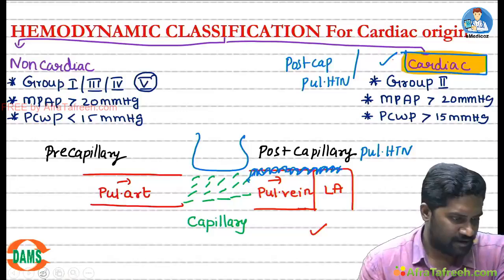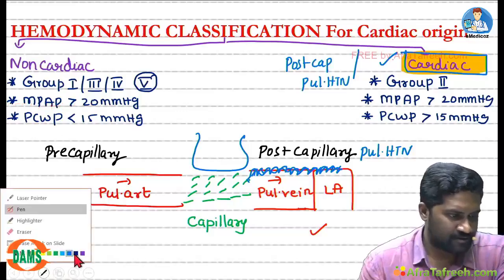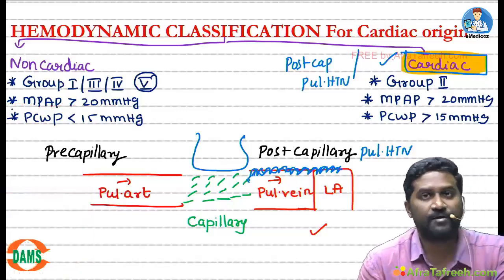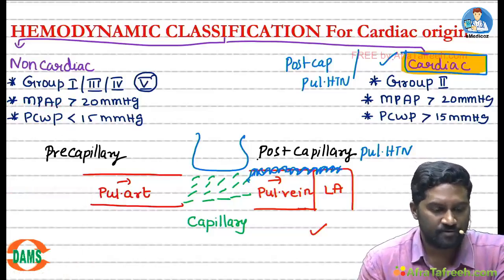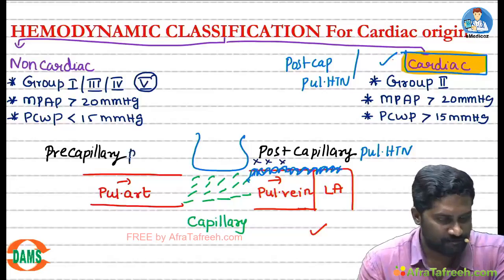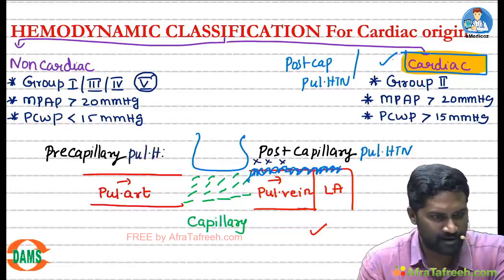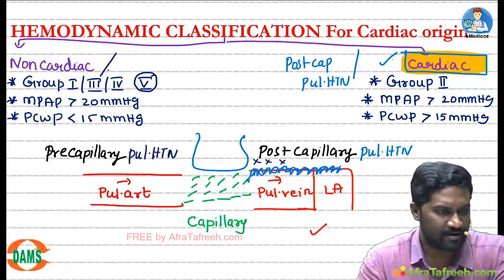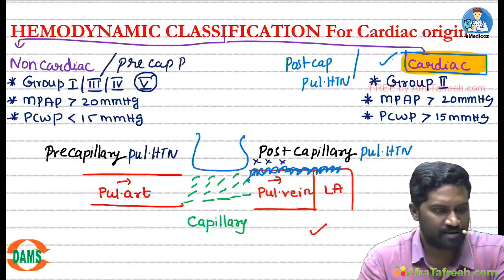Whereas in the non-cardiac causes, group 1, group 3, group 4, there is no involvement of the post-capillary region. So it is called pre-capillary pulmonary hypertension. The other name for non-cardiac pulmonary hypertension is pre-capillary pulmonary hypertension.